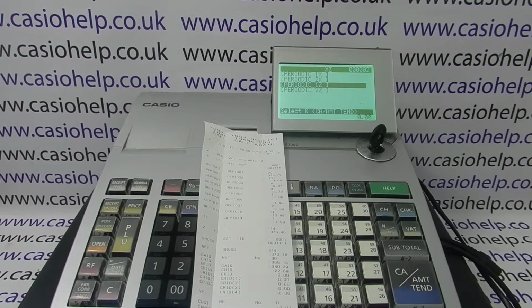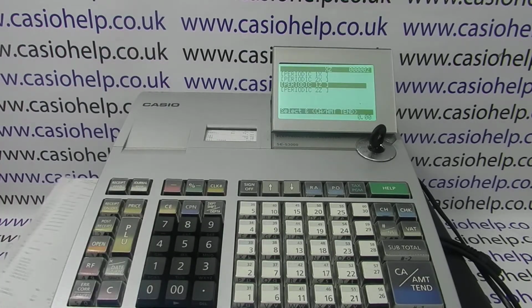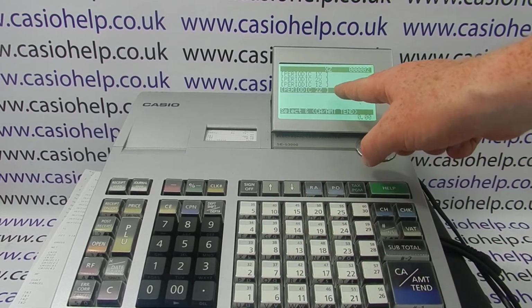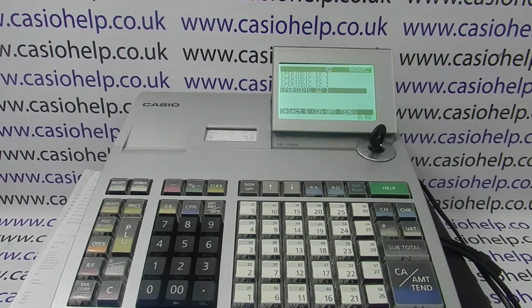What I could then do is use the periodic 2Z file for monthly or quarterly reportings, because the 1Z file is now back to zero but the data has been shoved over into the periodic 2Z. The key is, again, you don't have to do this, but if you are going to do it, you've got to develop a routine and run your periodic reporting at the same time period every time.